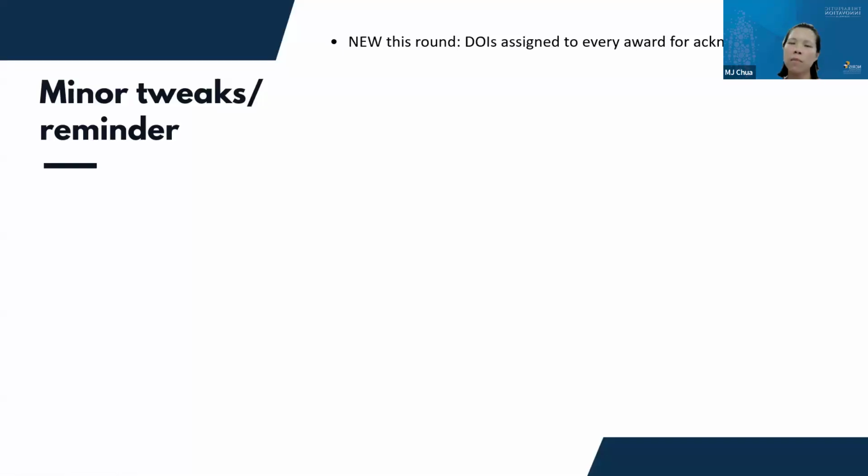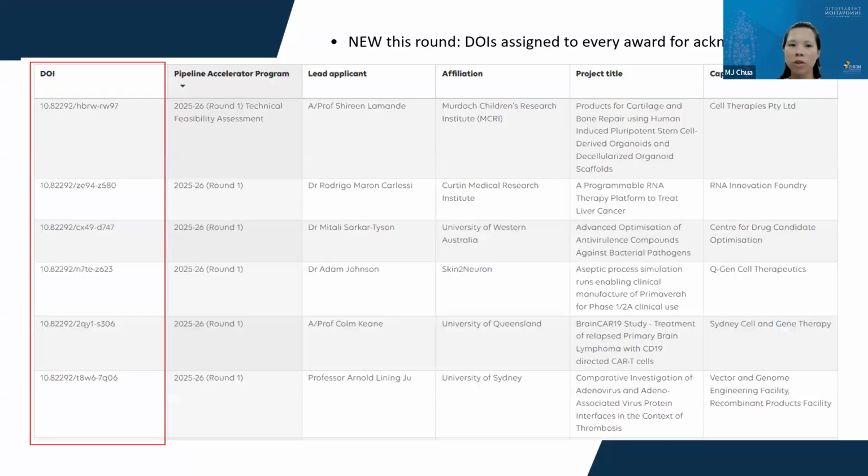So let me start off with minor tweaks we introduced in this round and also reminders. The first one, what's new in this round, is that we have assigned DOIs to every award for recipients to acknowledge us in publications. So starting this round, we will include a DOI in the award letter. We've also assigned a DOI to every voucher awarded in the past, and they can be found on the outcomes page on our website. Next, please, Stuart. And this is a screenshot of the outcome page on our website, and you can find the DOI on the far left of the table.